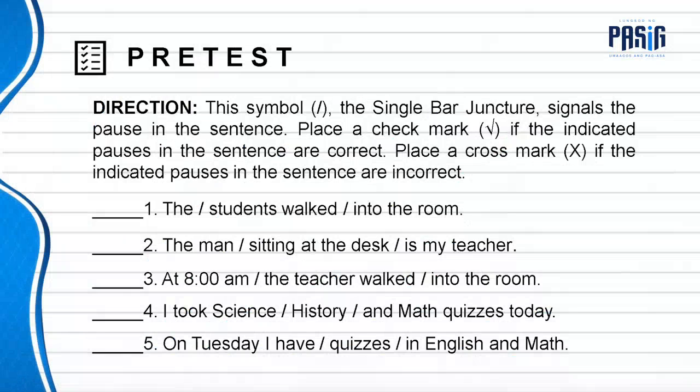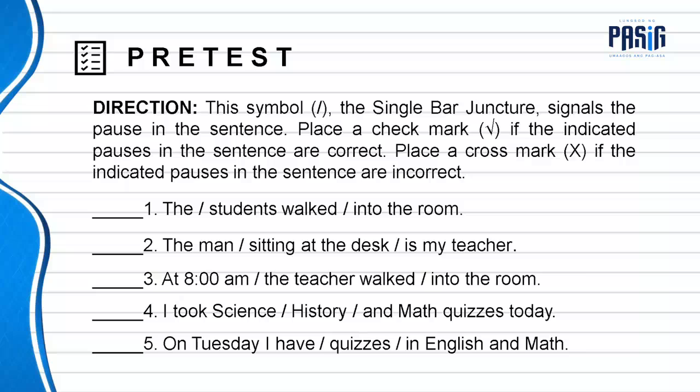Before we proceed with the lesson, you may take the pre-test in just a few minutes. You may write your answers in your module for lesson 11. Direction: This symbol, the single word juncture, signals the pause in the sentence. Place a check mark if the indicated pauses in the sentence are correct. Place a cross mark if the indicated pauses in the sentence are incorrect. You may follow after me.